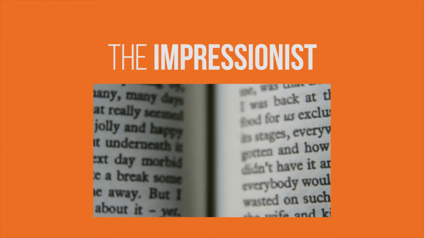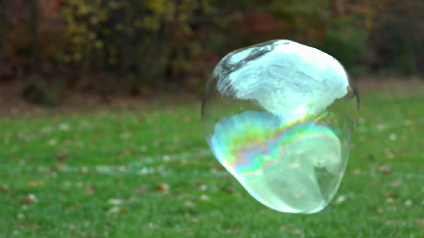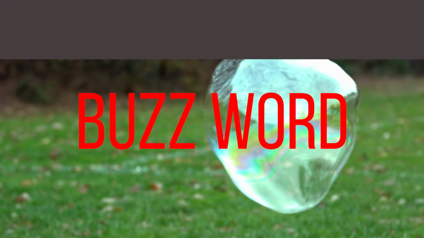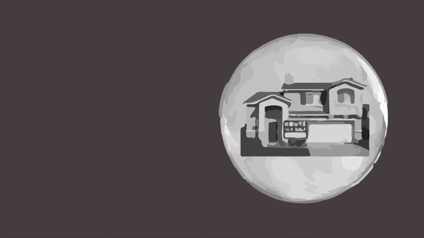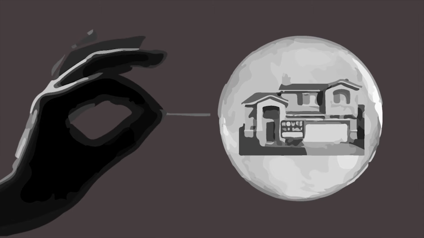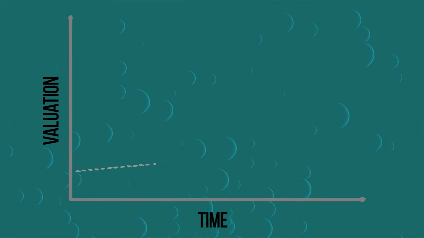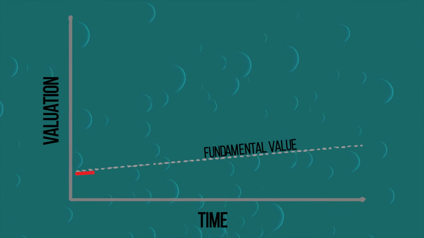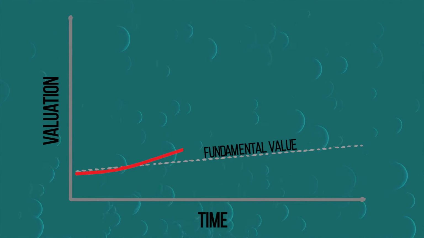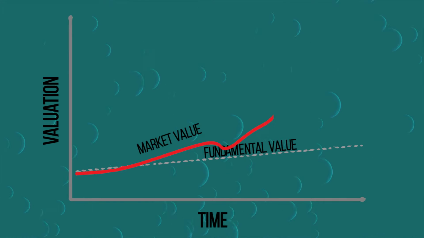You've probably heard the term bubble in the context of economics or finance. It's a buzzword. Most likely you heard the term housing bubble as the culprit of the United States economic recession. But what does it mean? A bubble happens when an asset's market value gets inflated well beyond its fundamental value, to the point where the inflated value takes on a life of its own.